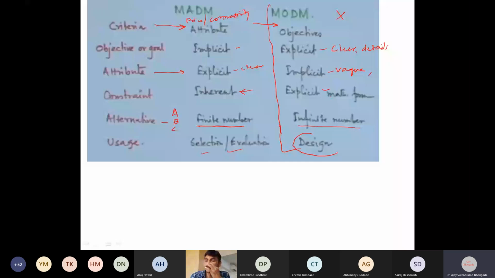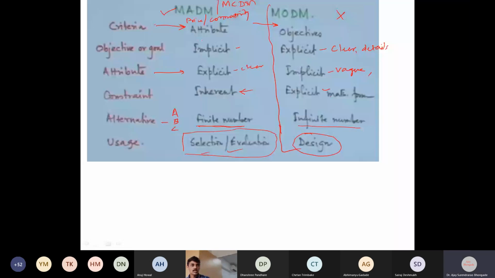So the problem may be to select the proper material for a particular application, select the proper site for building, select the proper type of machine for a particular application, or select a proper vendor for our requirements. It can be used in ways like that. Okay, so we will be talking only about MADM. MODM is not a part of our discussion right now. MADM is also called MCDM, so MADM or MCDM.